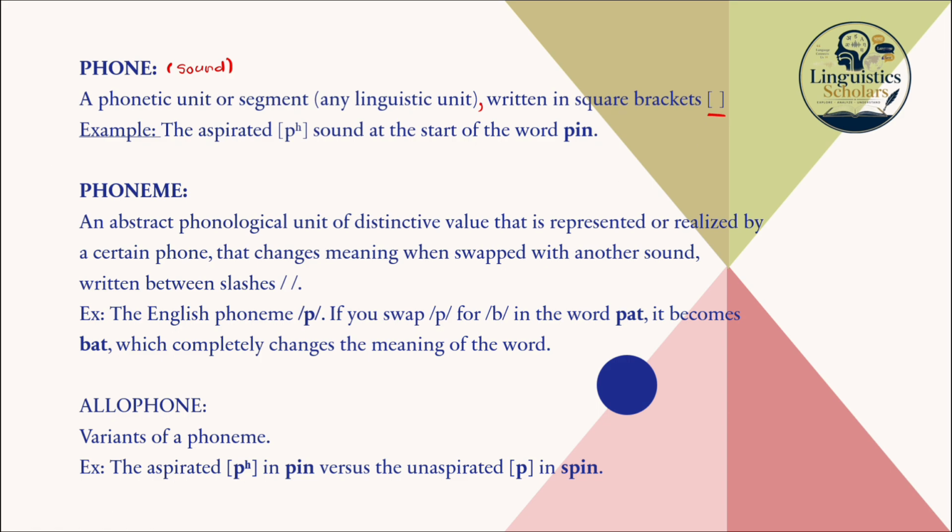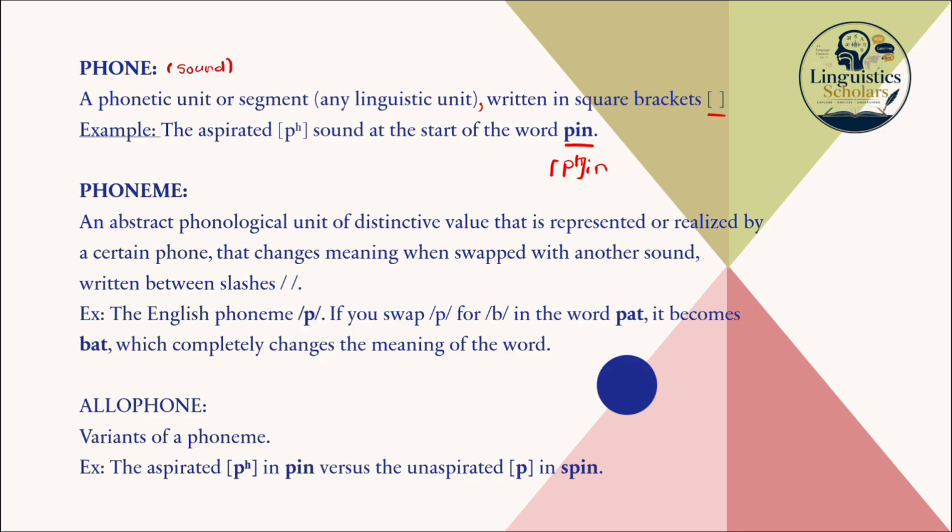For example, the aspirated p sound at the start of the word pen is a phone because this sound is produced as part of the production of this word pen, right? So it becomes a phone because it's a linguistic unit. Got it? And next, phoneme.